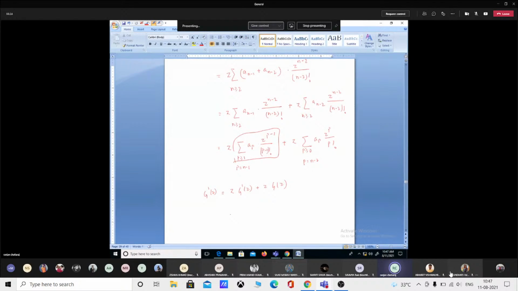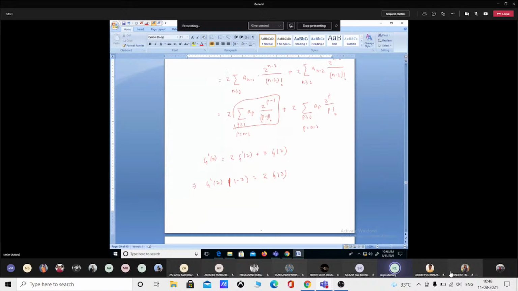Up to this, is it clear to everybody? Yes or no? Yes, sir. Any queries? I am asking everybody. Any queries? No, sir. Okay. Now you see here. So g dash z is equal to how much? Sorry, gz into 1 minus z is equal to z gz.